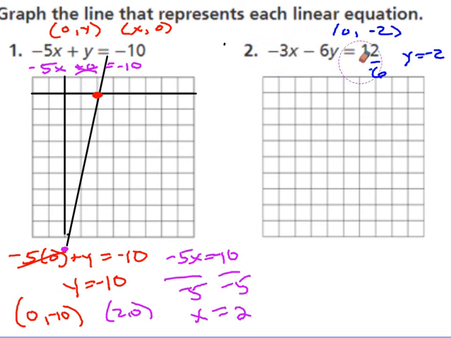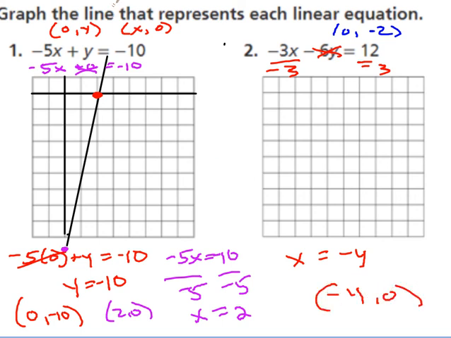Now I'm going to do the same process, but now it's when y is 0, because that's going to give me my x-intercept. That makes it go away. So I just got to divide by negative 3. And I get x equals negative 4. So that gives me my x-intercept at (-4, 0).